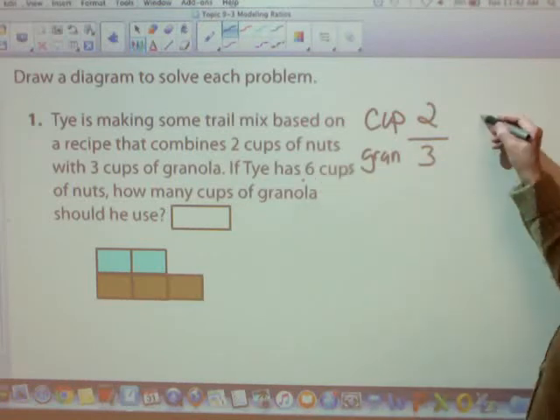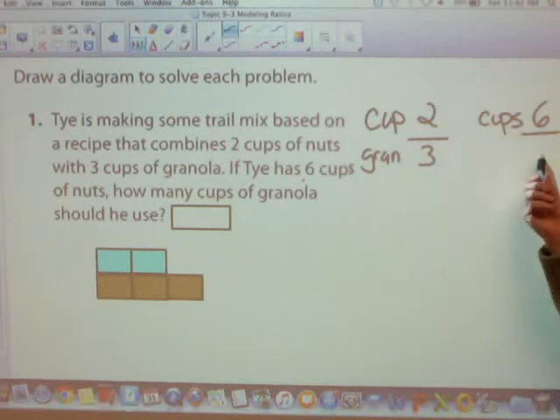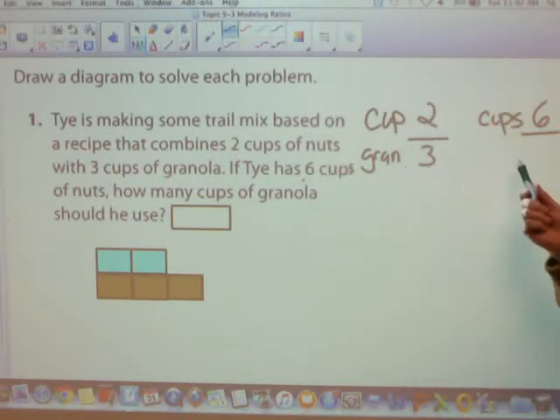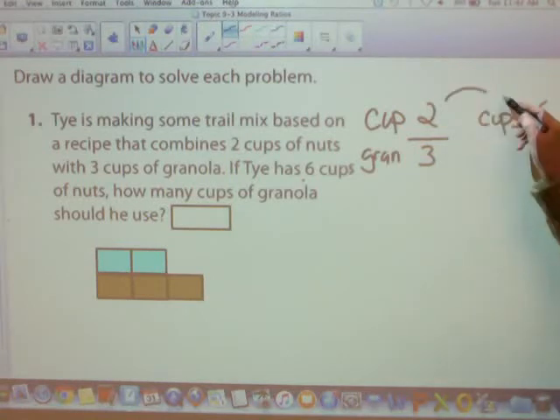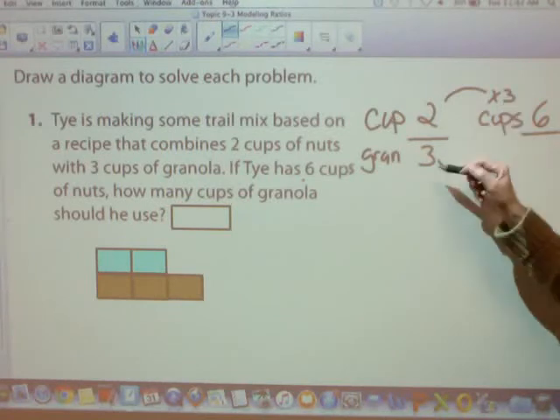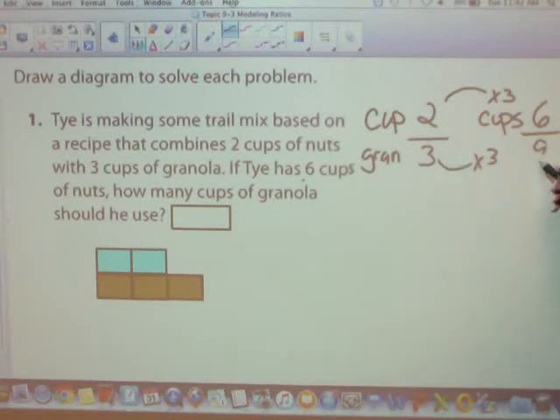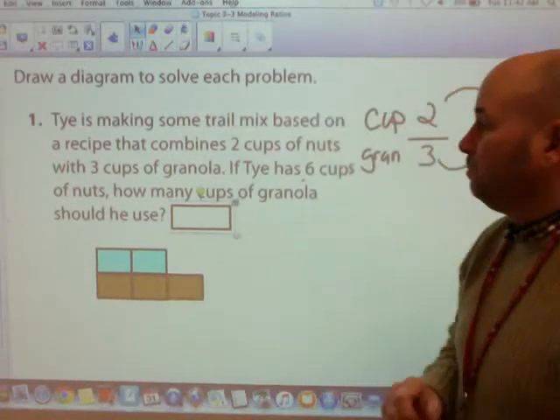Well, we're going to do cups to cups again, and that's 6. So the unknown is how much granola he's going to need. If he's going to use all of those nuts, then how much granola should he use? Mathematically, we know that you can go from 2 to 6 by multiplying by 3. So if you multiply this term of the ratio by a factor of 3, you have to multiply this term of the ratio by a factor of 3. 3 times 3 is 9. So you would need 9 cups of granola to make it happen.